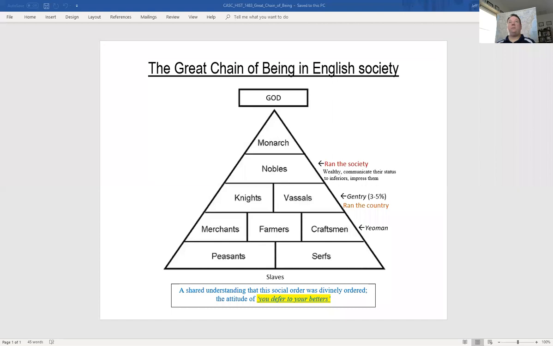So we're going to pick up briefly where we were Tuesday. And I put together the triangle that gives us a visual of how English society was structured. And it was known as the Great Chain of Being.